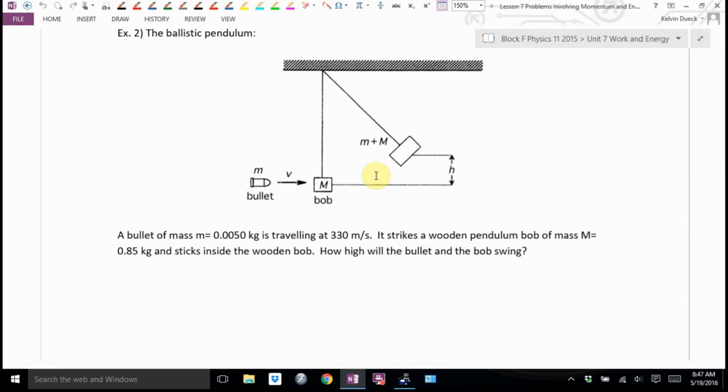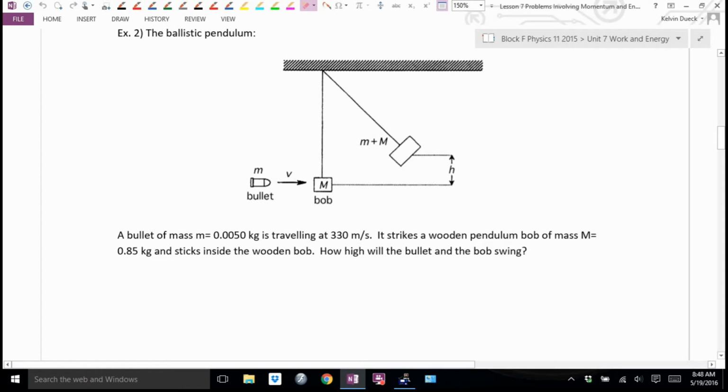Is there a collision? That's a job for conservation of momentum. Is there a change in height? Is there a change in speed? Is there a yucky, curvy path? That's going to be a job for conservation of energy.